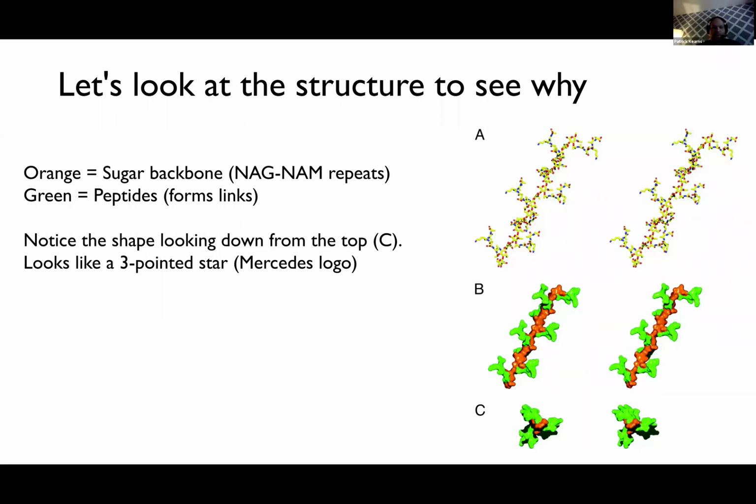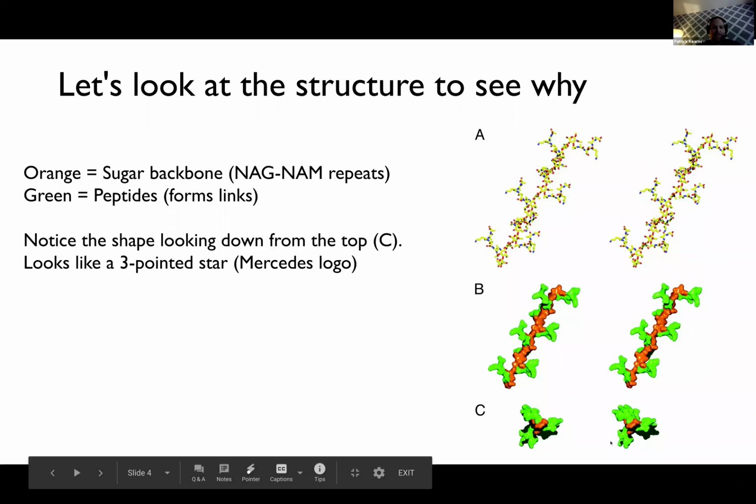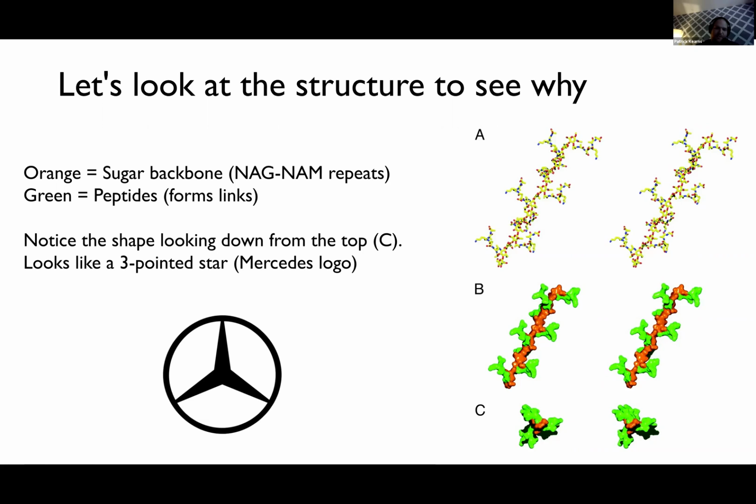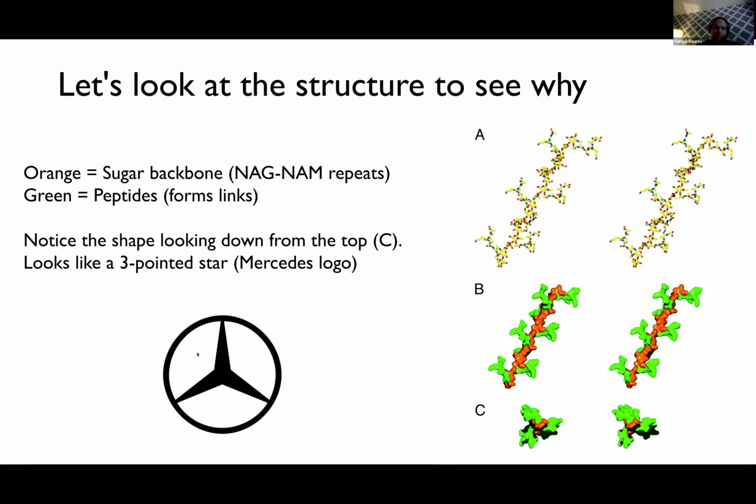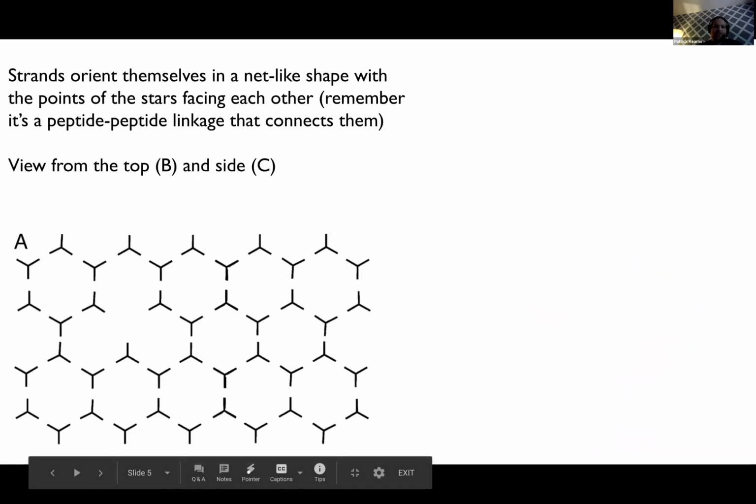Now, the interesting thing is when you look at the shape from the top down, it looks like the Mercedes logo. At least that's the way you could look at it if you like cars, I guess. This is the way it looks, right? But if you look at it from the top and it looks like the Mercedes logo, that means there's that inner part here that's solid, but that means there's little pores around it. And in fact, that's actually what you see.